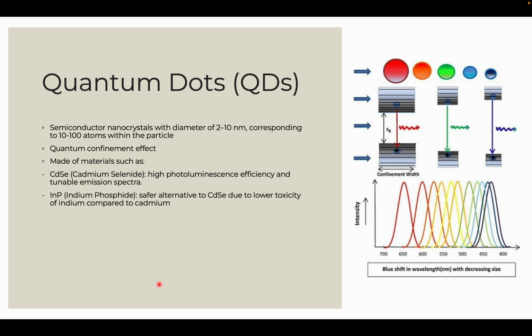Quantum dots are semiconductor nanocrystals with diameter of 2 to 10 nanometers. They have something called a quantum confinement effect, which is shown in this illustration, which consists of how their emission color changes based on their size. So the smallest one is a blue one and the largest red.